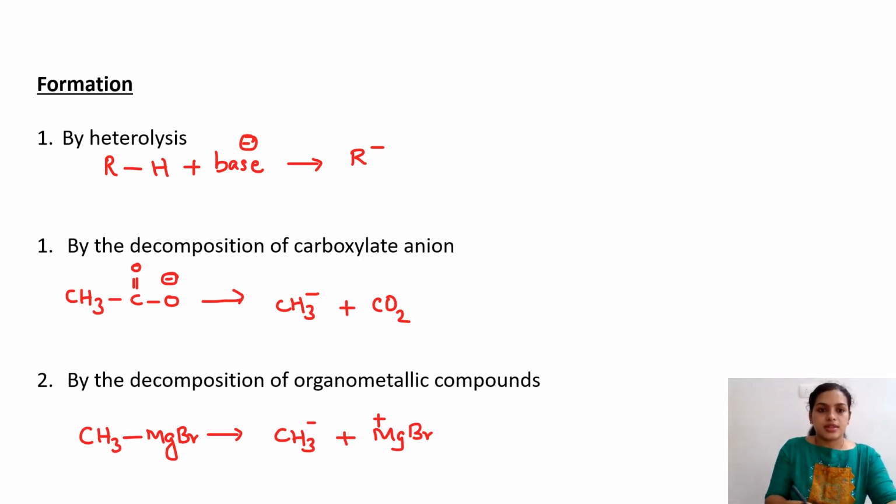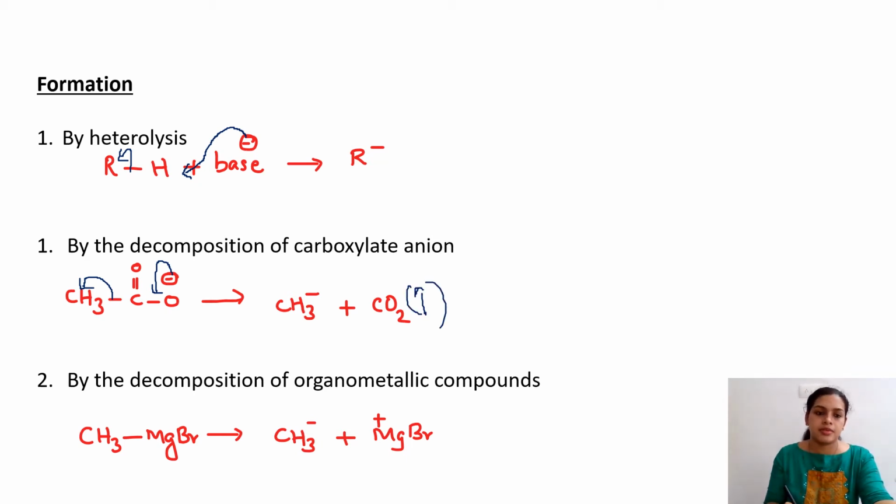Formation is by heterolysis. From an alkane, if you abstract this hydrogen using a base, R minus will be obtained. The second one is by the decomposition of the carboxylate ion. This is the carboxylate ion, which could be obtained from acetic acid. This is the acetate ion, and it is decomposed to give you the methyl carbanion and carbon dioxide gas. Carbon dioxide will be expelled from the system.